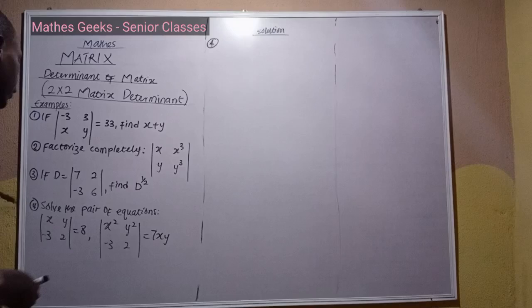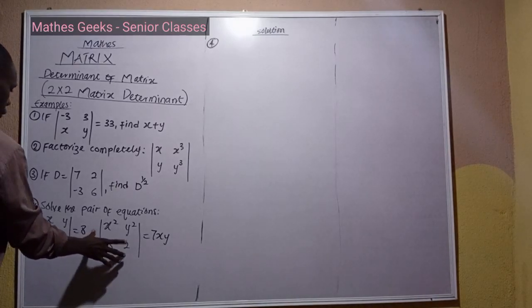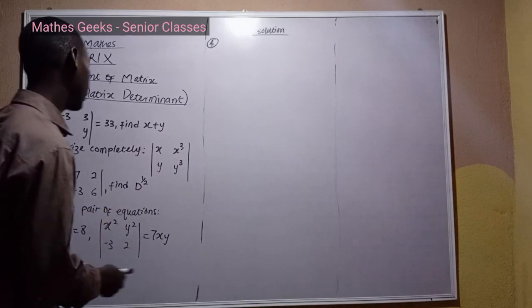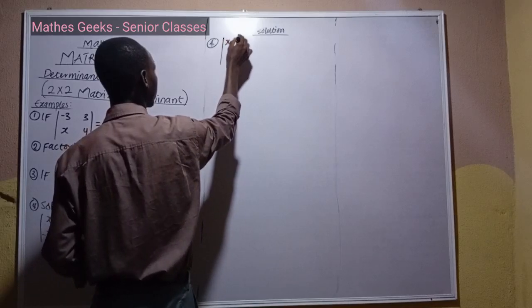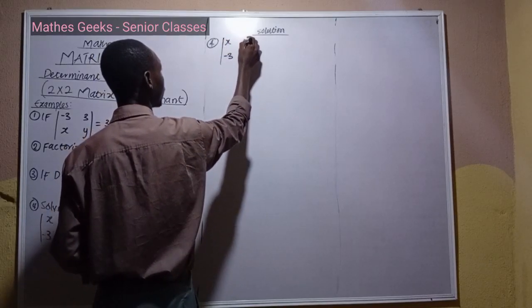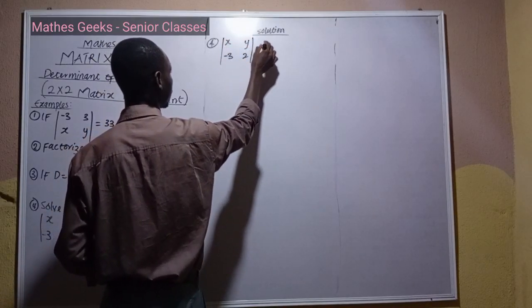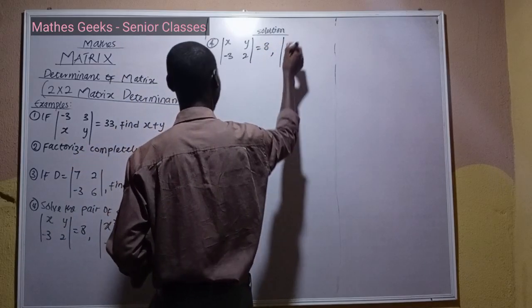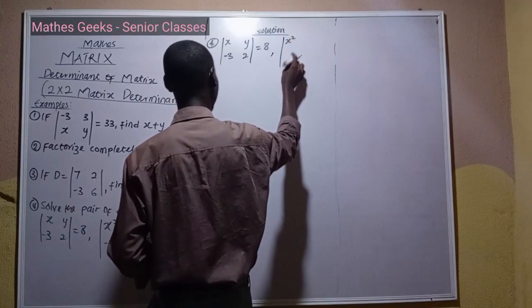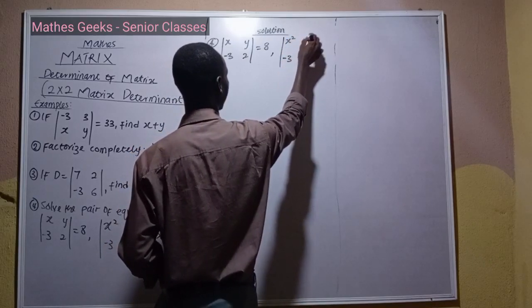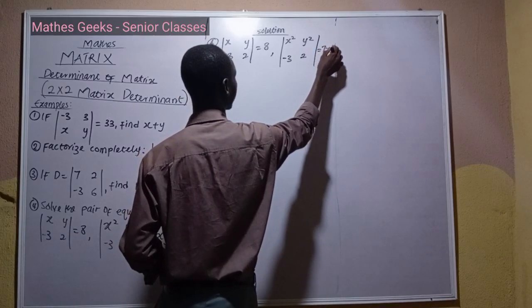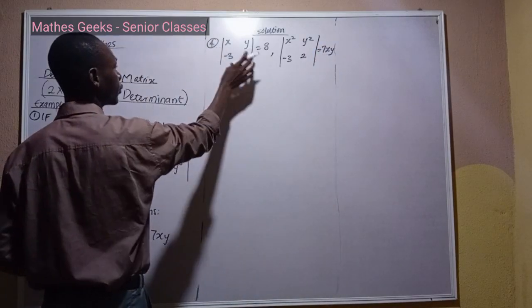Number 4. You can see that number 4 will lead to simultaneous equations. To solve the pair of equations x minus 3y is equals to 8 and x squared minus 3y squared is equals to 7xy. So let's do this.